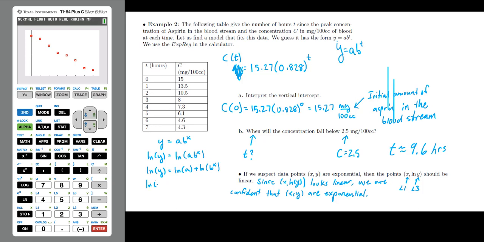So the natural log of y is equal to the natural log of a plus x times the natural log of b. And if you can just remember that the natural log of b is only a number and the natural log of a is only a number, then what you have is the natural log of y equals a number plus x times a number, which is linear. Right? That's a linear equation.